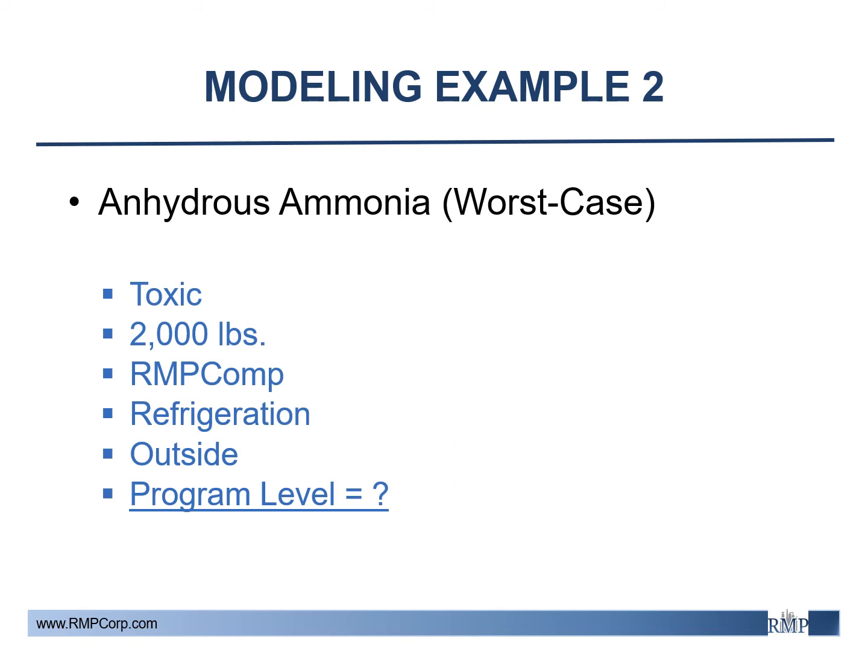Now I will cover the second modeling example. For anhydrous ammonia, we look at the given parameters. It's toxic, it's in a 2,000 pound cylinder. We'll be modeling with RMP*Comp. The site is a refrigeration facility. The vessel is located outside with no passive mitigation, and we want to determine the program level.